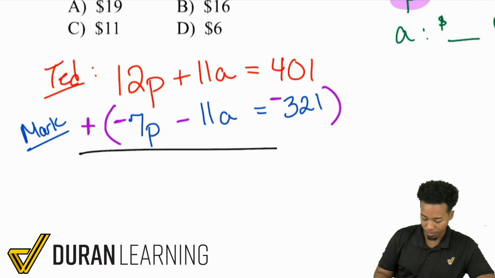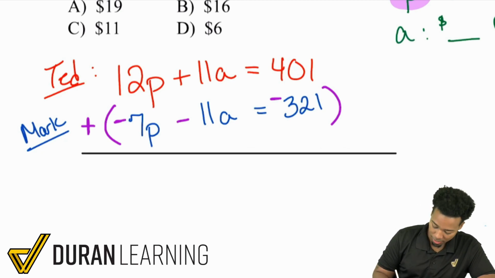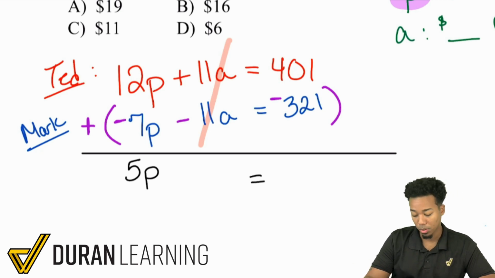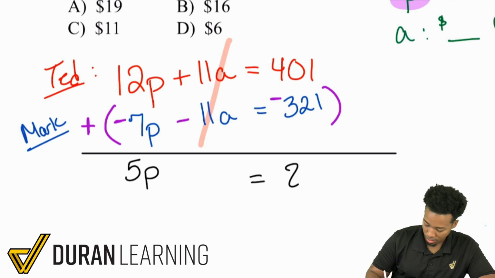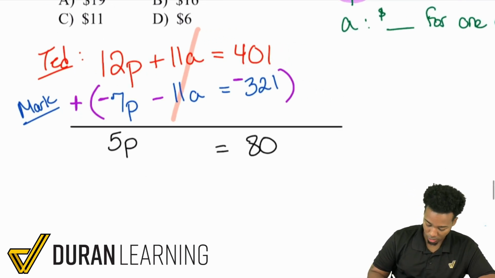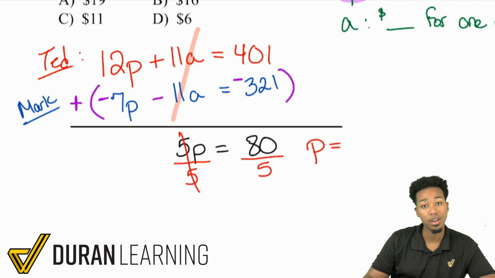Let's go ahead and get to work. If I add these together, what I see is 12 minus 7, and that is 5p. 11 minus 11, boom, those cancel out. And then 401 minus 321, that becomes 80. So we have 5p equals 80. To solve for p, we'll divide both sides by 5. Bam, right there. p equals 80 divided by 5, which will be 16.